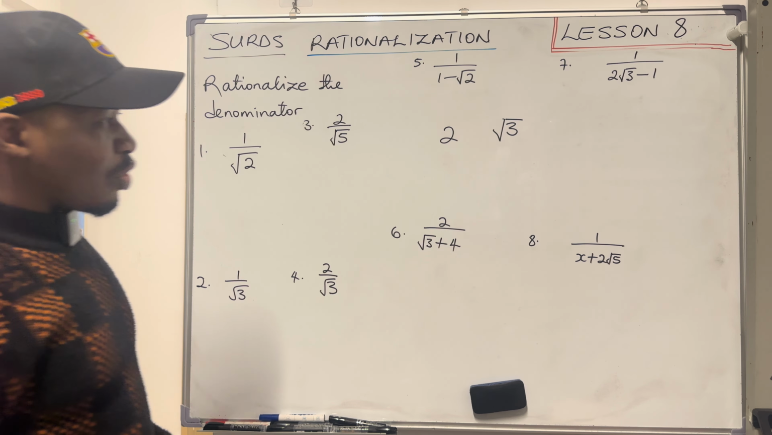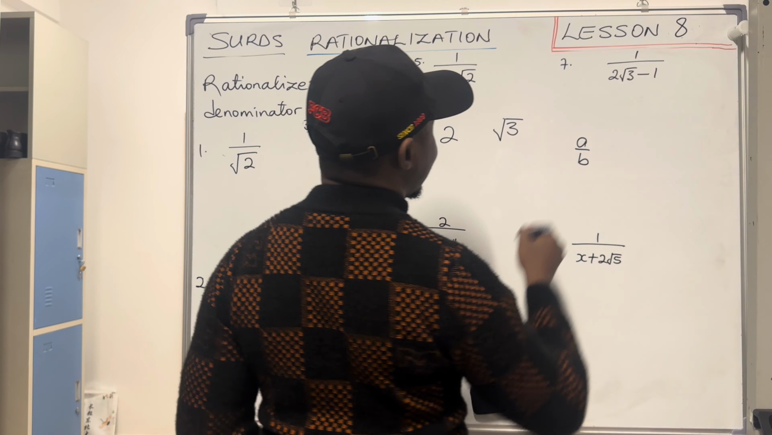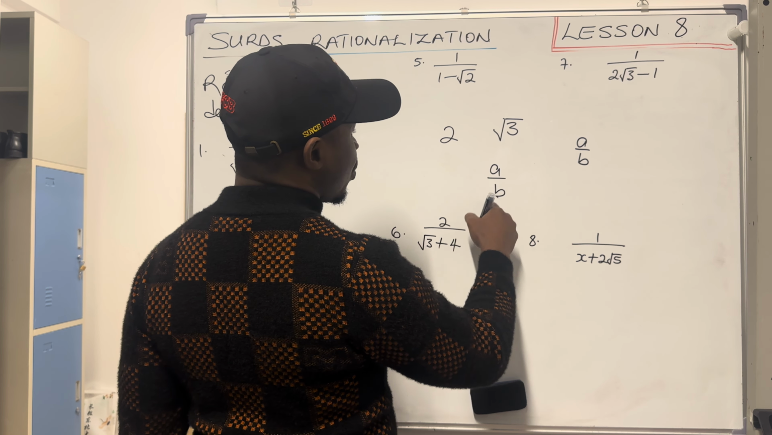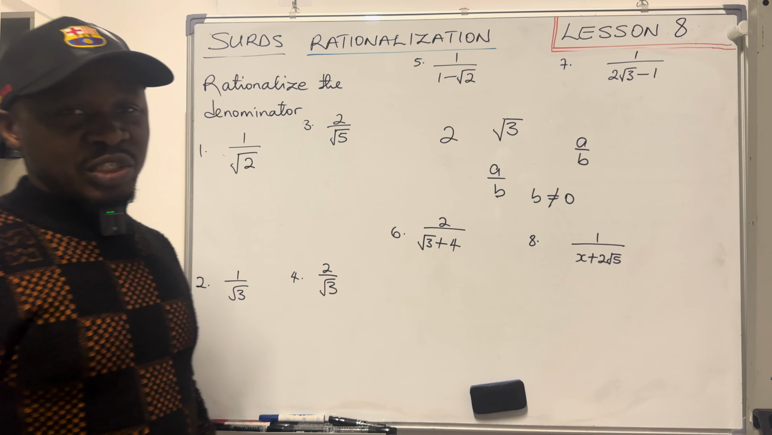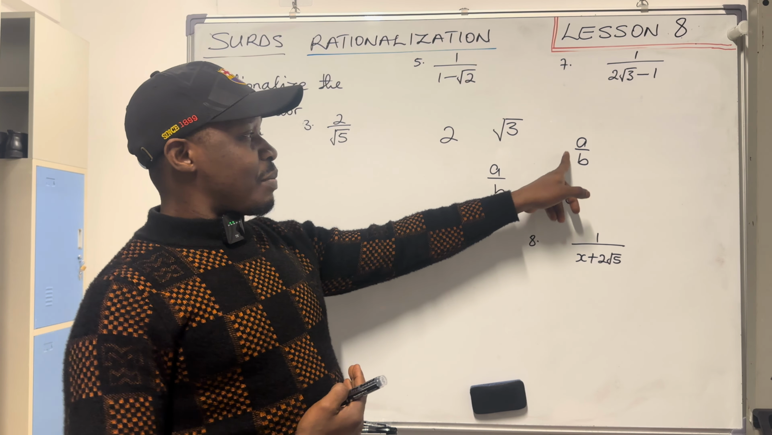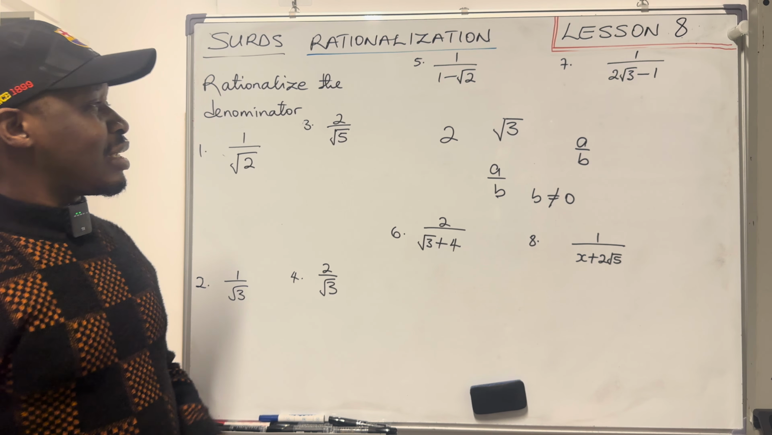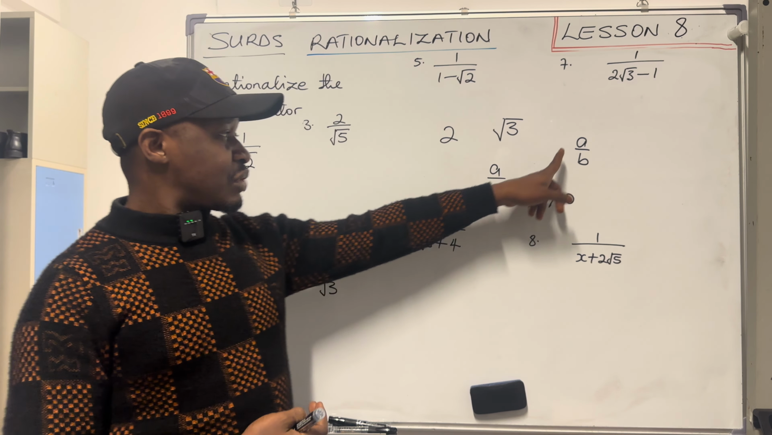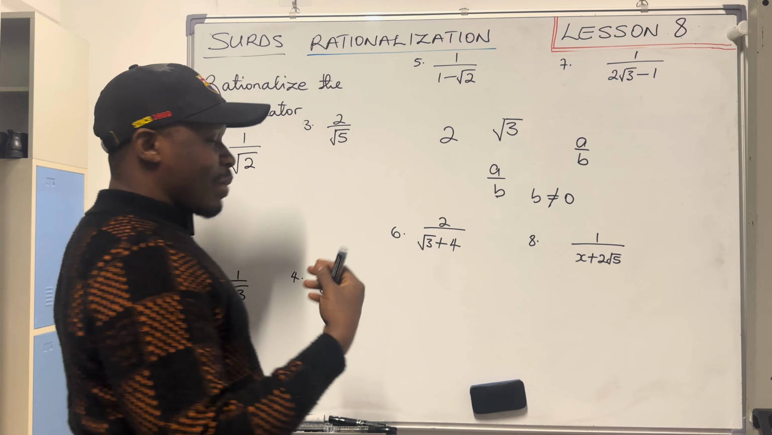A rational number is a number that can be expressed in the form A over B. Any number that cannot be expressed in the form A over B, where B is not 0, is an irrational number. If we can express it in this form, the number is a rational number. If we cannot express it in this form, the number is an irrational number.